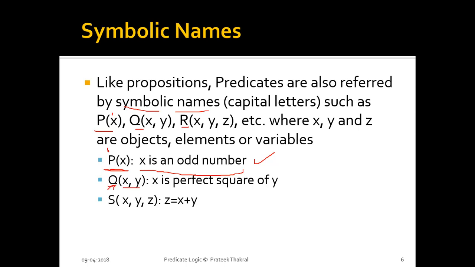So here two different objects x and y are used and the predicate name is capital Q and the predicate says x is the perfect square of y. So if we look carefully in this particular statement, two different objects are used, and similarly in the last example we have used three different objects, three different variables to denote this particular predicate.